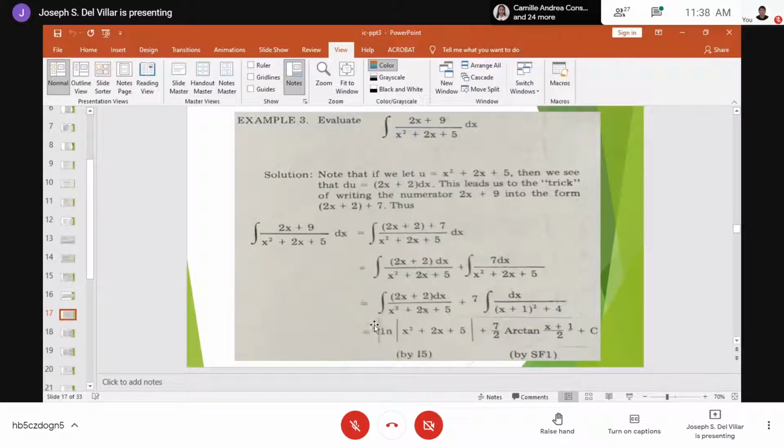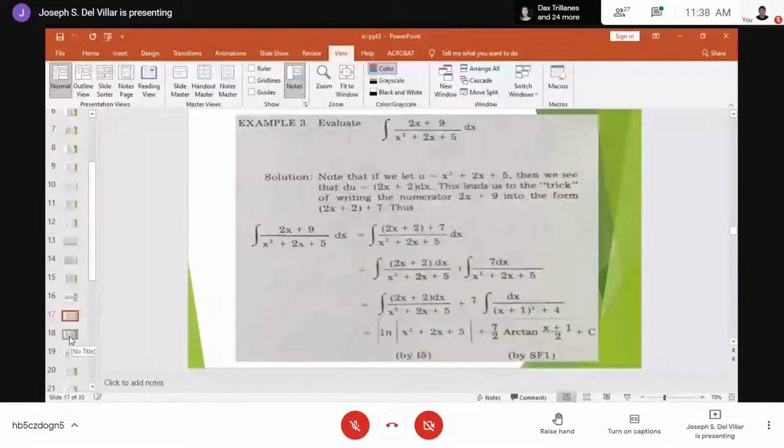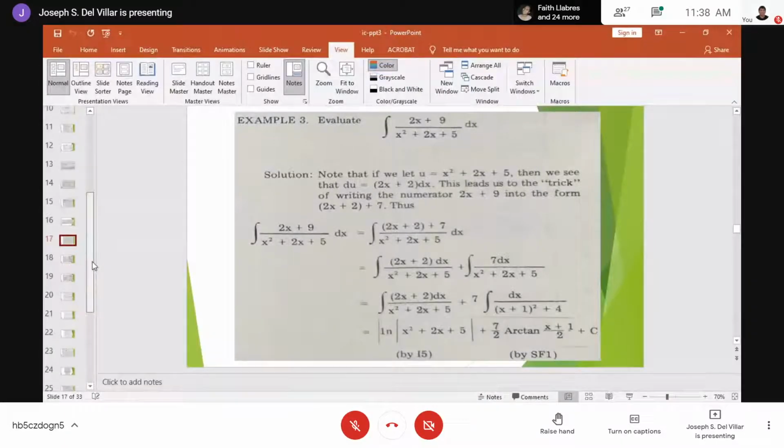Okay? Ito wala, hindi ito absolute value, itong absolute value ha. Ito wala ito. So that is ln of the absolute value of x squared plus 2x plus 5 plus 7 halves times arctan of x plus 1 all over 2 plus c. Okay, any questions?